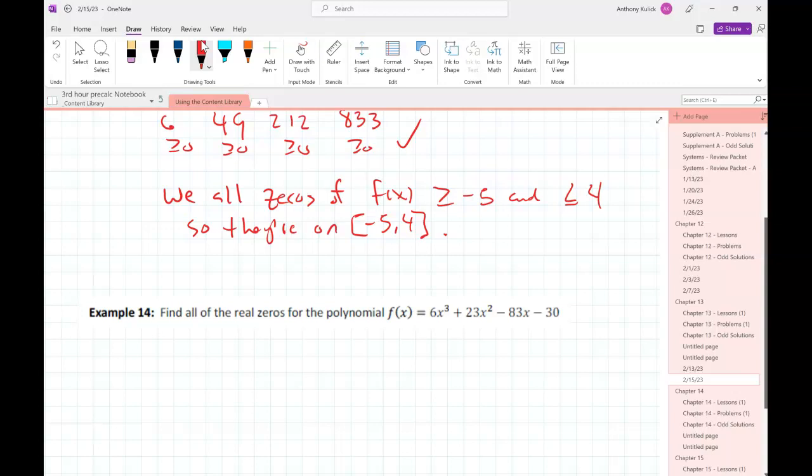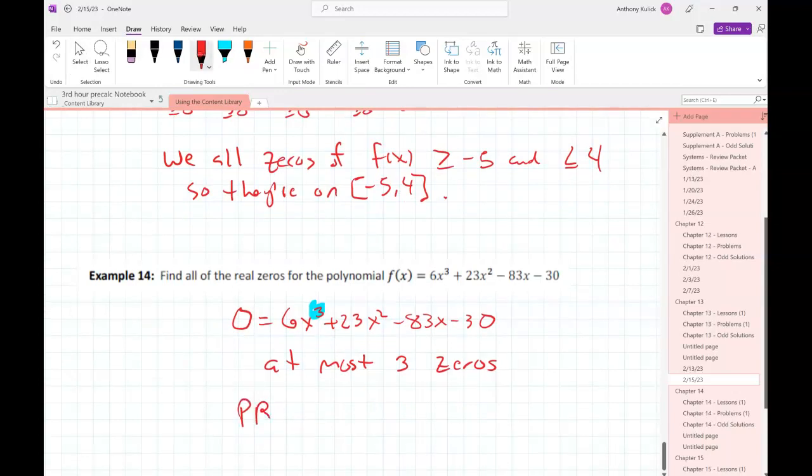So what's the first thing I need to do if I'm looking for the zeros for a polynomial? Yep, we set it equal to 0. How many possible zeros would we be looking for? 3 at most. Great. Since the degree is 3, we know there's at most 3 zeros.